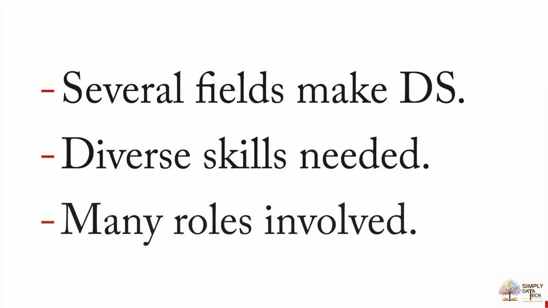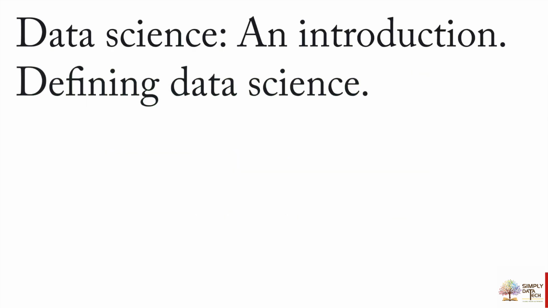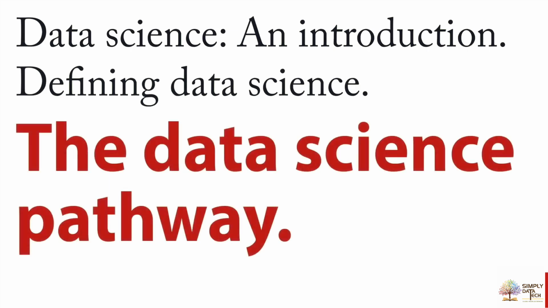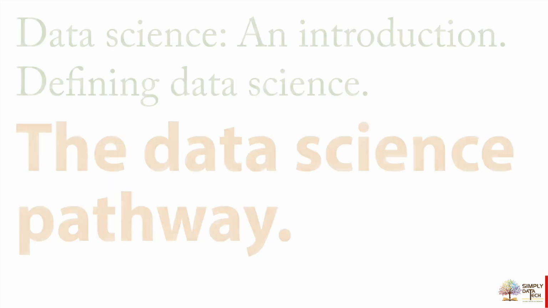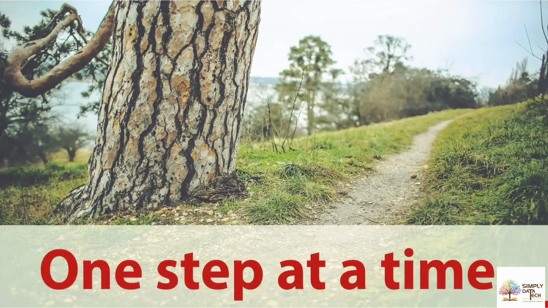And third, there are many roles involved because there's a lot of different things that need to happen. We'll say more about that in our next movie. The next step in our data science introduction and our definition of data science is to talk about the data science pathway. So I like to think of this as when you're working on a major project, you've got to do one step at a time to get from here to there.